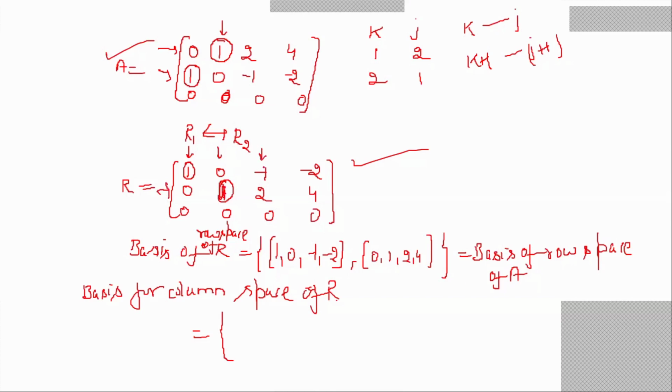Now the third column: no, this minus one is not a leading element of the first row, and 2 is also not the non-zero leading element of the second row, and 0, this is the zero row. So this column is not in the basis for the column space of R. Similarly, the fourth is also not included. So what is the basis for the column space of R? They are the column vectors 1, 0, 0 and the second vector 0, 1, 0. So these columns are the basis for the column space of R.